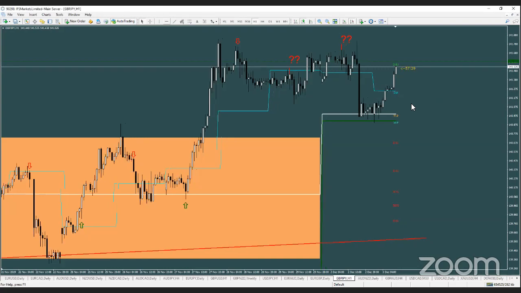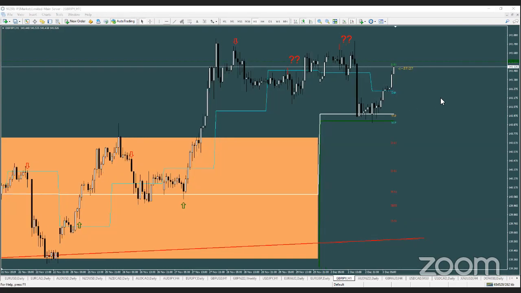141.20 is, I can't see that. It's interesting. That might be better. 141.20. Pretty much bang on that there.